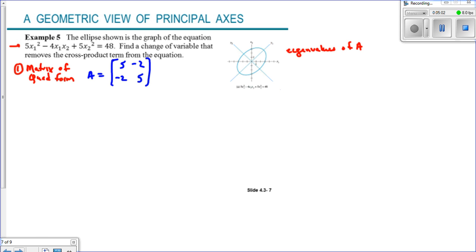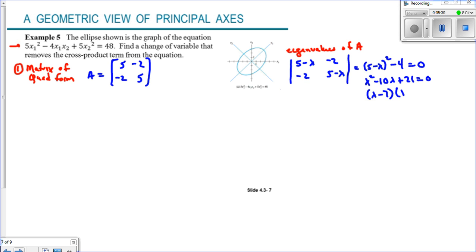Okay, so we'll get those by finding the determinant of the A minus lambda I matrix: 5 minus lambda, negative 2, negative 2, 5 minus lambda, and that's equal to 0. So I'm going to get the characteristic equation. And so we get eigenvalues of lambda equals 7 and lambda equals 3.